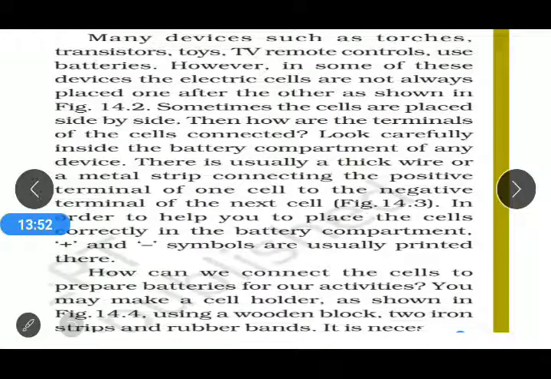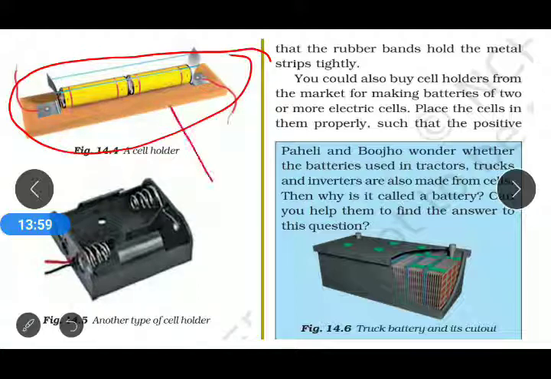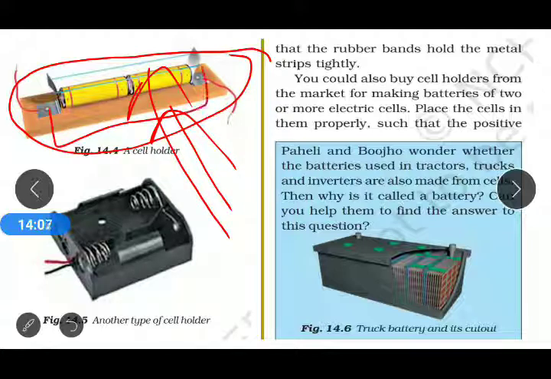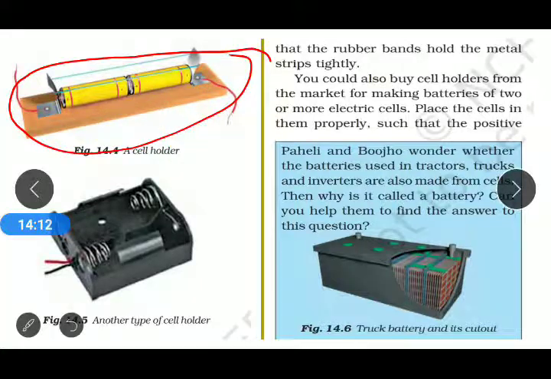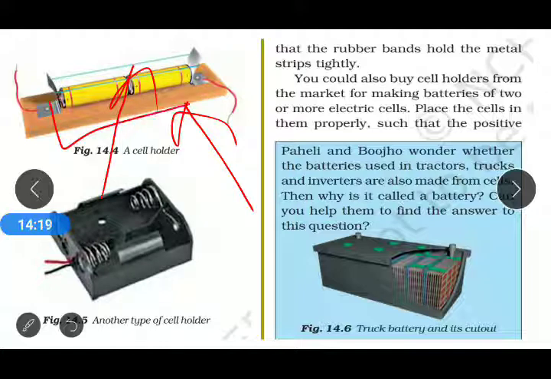How can we make it? We require a wooden block, 2 iron strips, and a rubber band. We require a wooden board, a rubber band, and the metal strips. In that picture, you can see we require these three things: the wooden board, number 1, second the rubber band, and this is the metal strip, and 2 free wires.